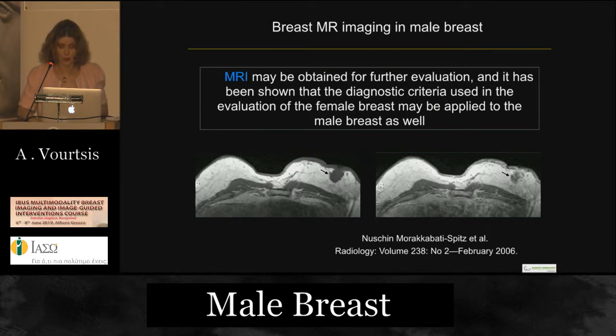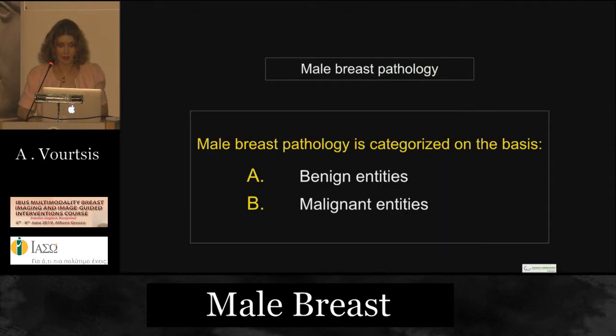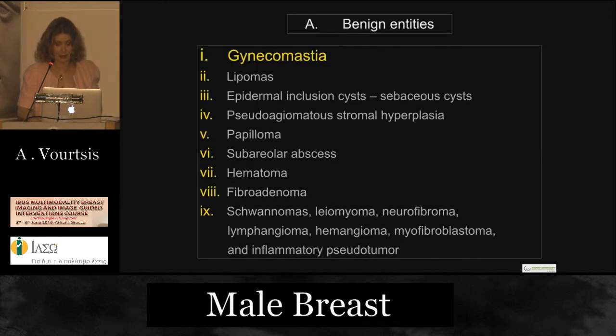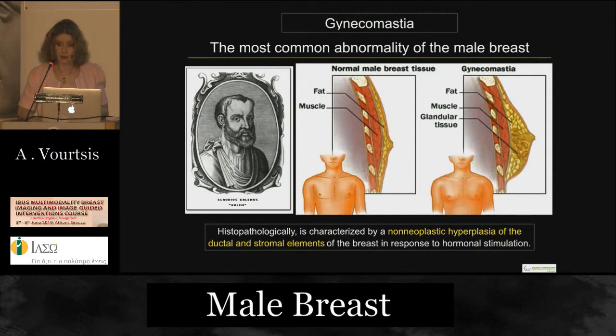There are only a few studies in the literature on MRI applied to male breast diseases. In the recent 5th edition of the Vourtsis Atlas, gynecomastia as well as the anatomy of the male breast has been included. We'll now proceed with male breast pathology, which for teaching purposes I have subdivided into benign and malignant entities. We'll start with gynecomastia, which is the most common abnormality of the male breast.